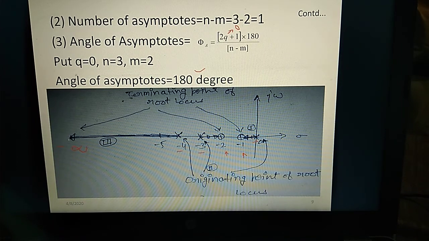So what will be the angle formed by this? Firstly, we obtained the centroid. The centroid is at minus 4, and it will make plus and minus 180 degrees from the positive axis. This is the direction of the positive axis. So from here it will make 180 degrees. This is plus 180. It means it will follow this path. Means it is following this path. Okay. Done.